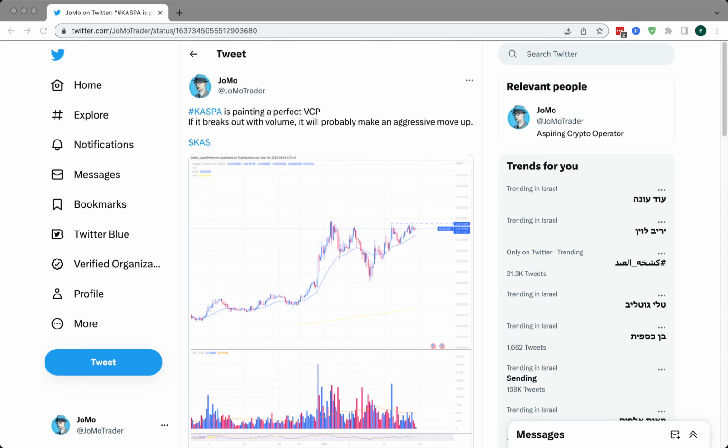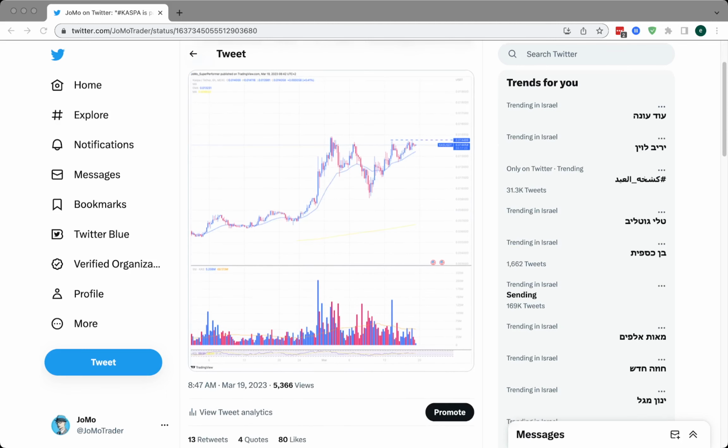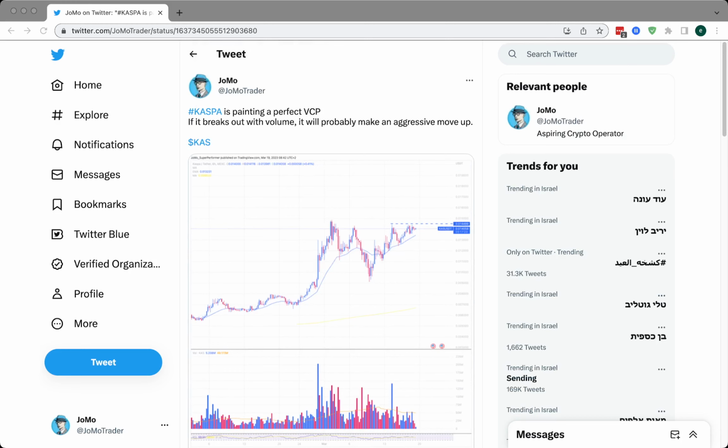But this one was free as well on Twitter, just because I think sometimes when I have such a big opportunity, I want to share with everyone. So on Twitter, you can see it from the 19th of March, all right? So we can see that I identified a perfect entry of VCP, all right? So let's see the chart.